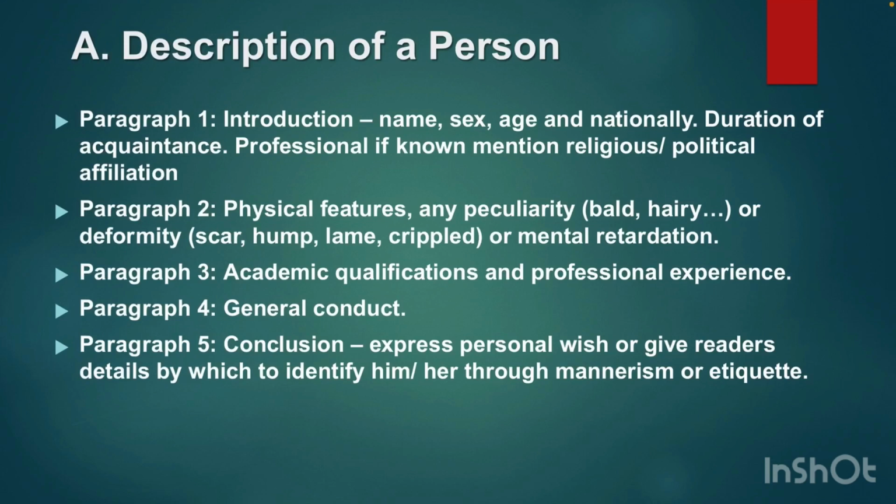So in paragraph 1, this is where you write the name of that person, the sex, we mean, is that person a male or female? The age, nationality, duration of acquaintance, profession if known, mention religious or political affiliation. This is where you write things like: his name is Mr. Gilbert Chibale, a male Zambian citizen, aged so and so, a tutor at Knowledge World Academy, he is a Christian. These are the things that you talk about in your introduction.